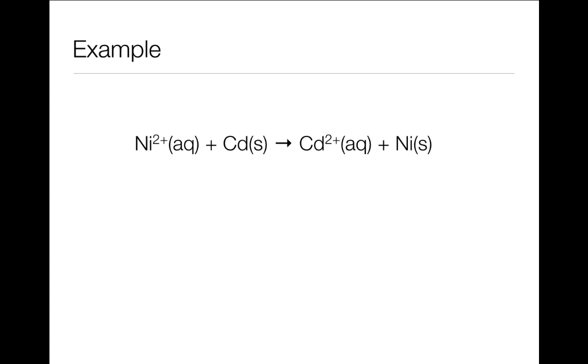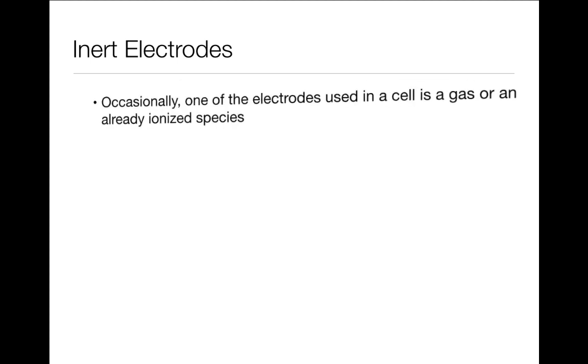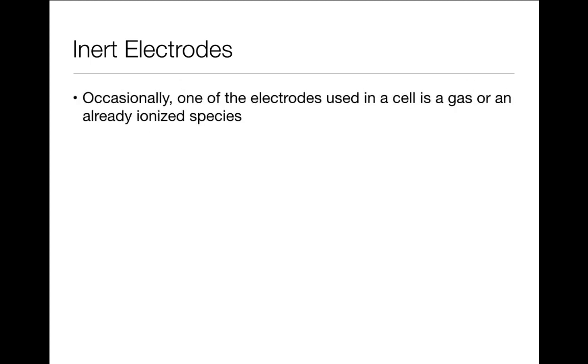Well, here's another example that we'll work out, and we're going to write this particular example out in cell notation. Now occasionally, when we're doing an electrochemical reaction, one of the electrodes used in the cell may be a gas, or it may be an already ionized species. So it may be like an iron 2+ being oxidized to an iron 3+.